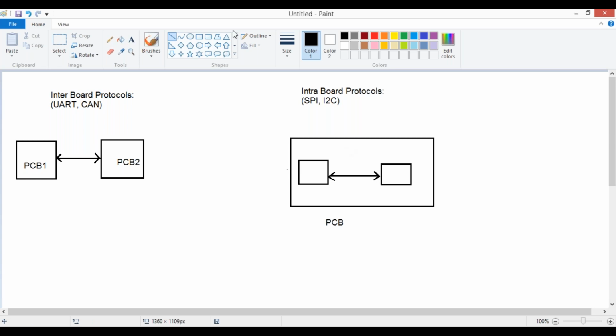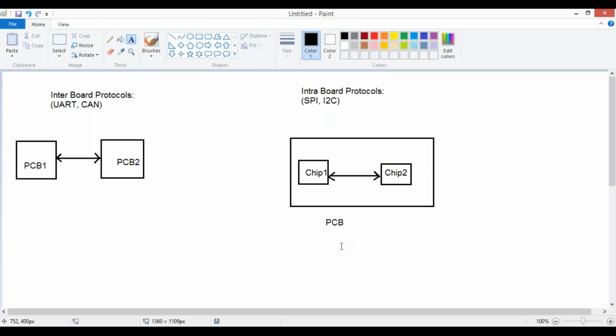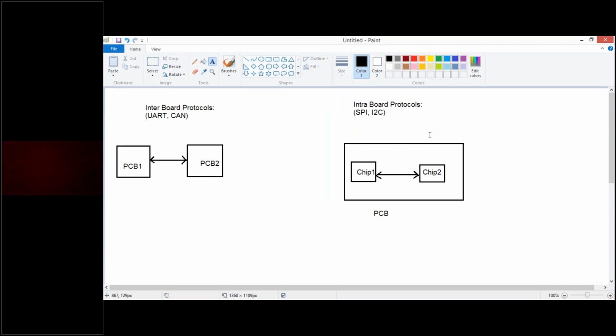So you might have two ICs, two chips on your board. Let's say this is chip number 1, and this is chip number 2. On the same board, if you are communicating between two different ICs, two different chips, then it is intra-board communication. I hope you are getting it.